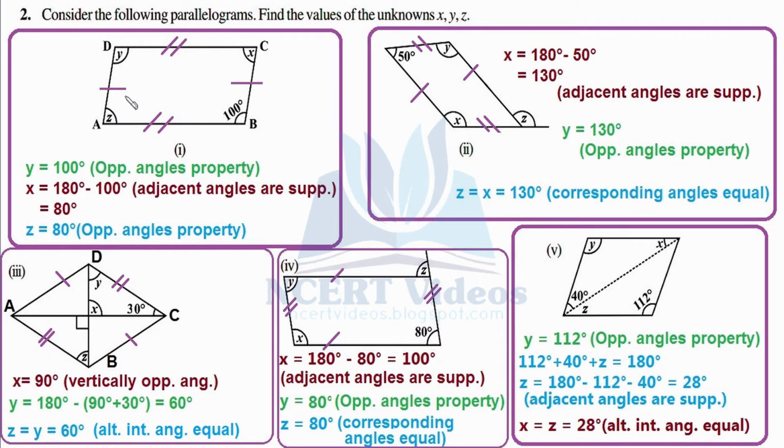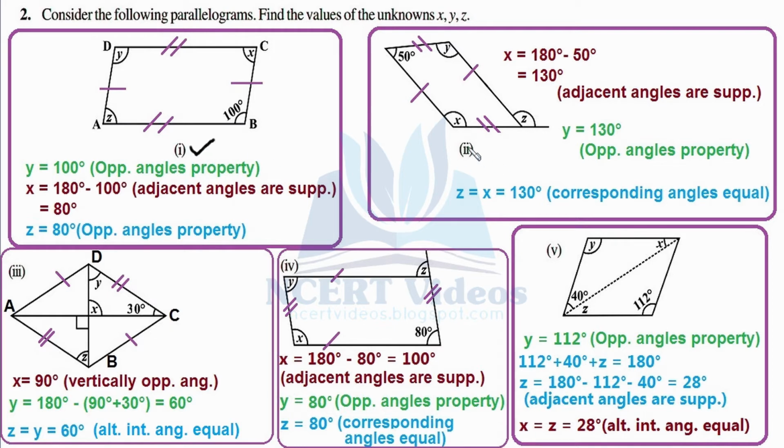At last, we are required to find the measure of angle z. So we have already found the measure of angle x, and we know very well that opposite angles are equal, so we can straight away write z equal to 80 degrees because of the opposite angles property, since we have found the measure of angle x in the previous step. With this, the first part of question number second has been solved.